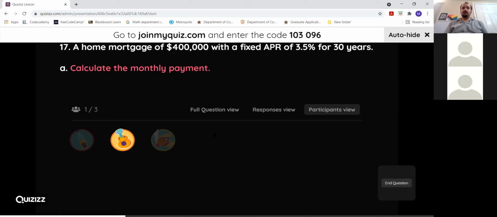Oh, for this one, they ran to nearest dollar or 2 cents? No, it's the nearest dollar. You're using that big long formula, so just the nearest dollar is good.